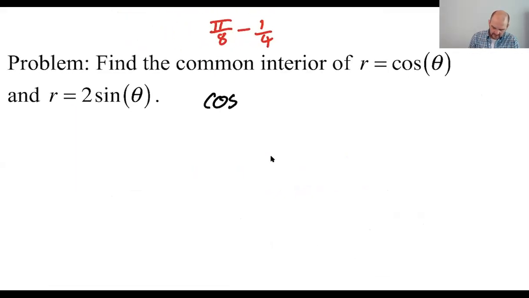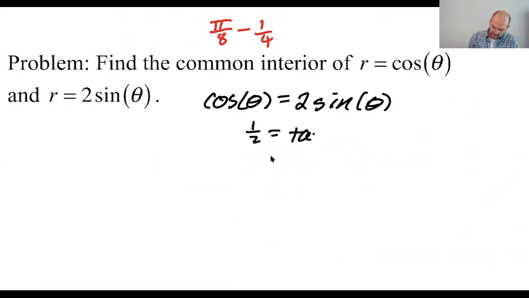We do cosine of theta is 2 sine of theta. So 1/2 equals tangent of theta. I divided both sides by 2 and divided both sides by cosine. So theta is the inverse tangent.